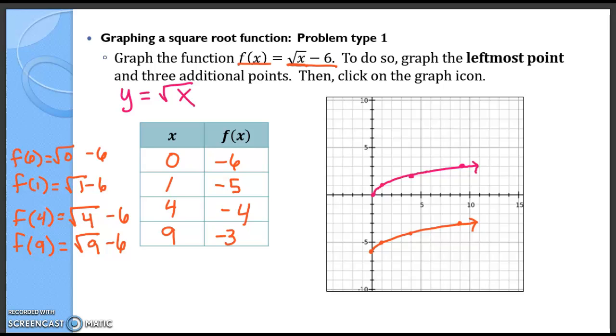So that's graphing square root function part 1, problem type 1. Go ahead and see the next video for problem type 2.